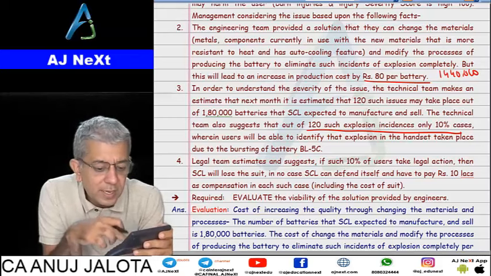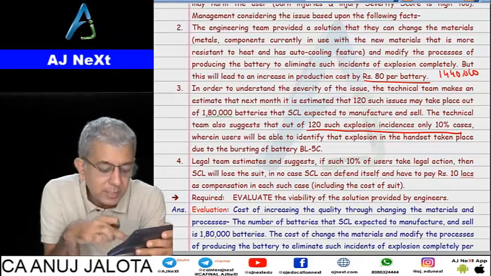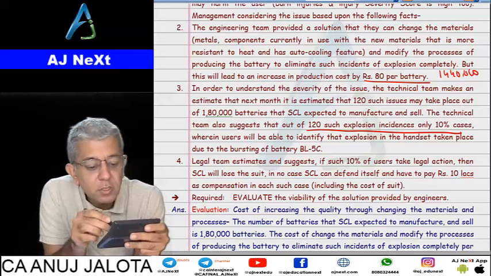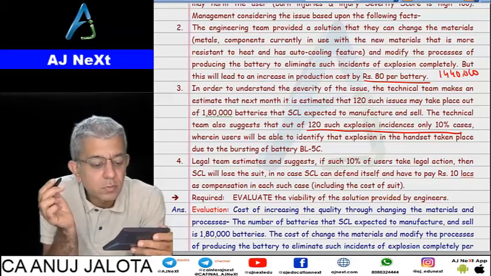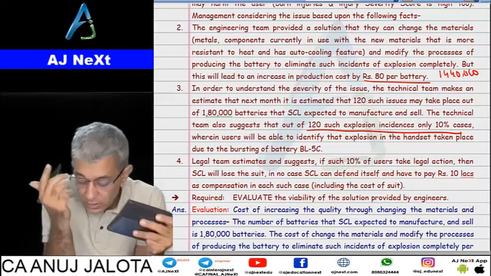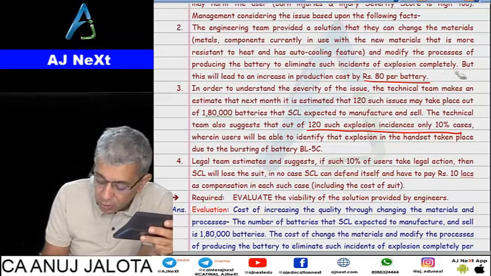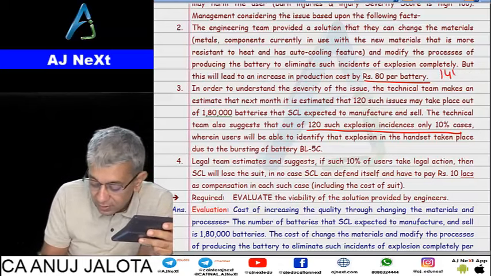This is 1,80,000 into how much, beta? 80, na. So therefore this is 1,440,000. Now, just a second please. So this is 144 lakhs, I guess. Okay, so this will be the cost of rectifying this thing.